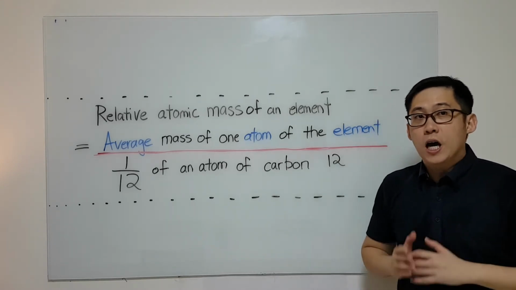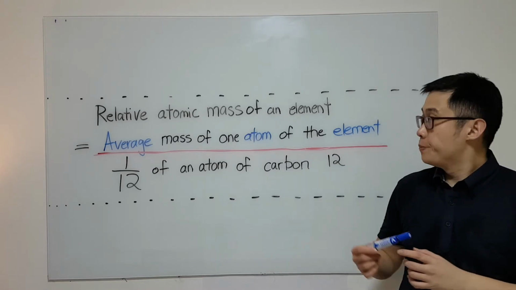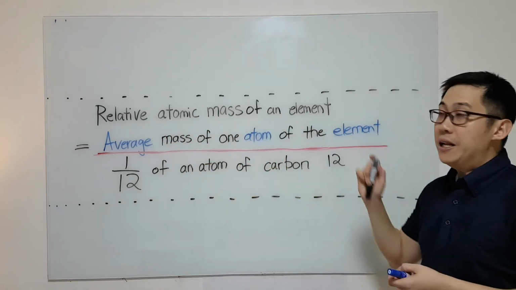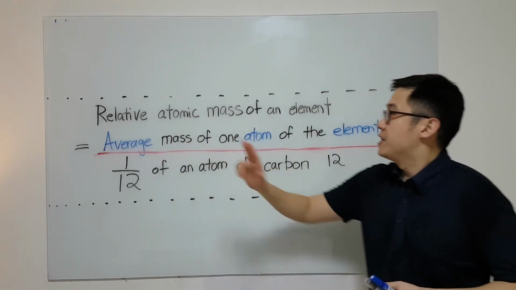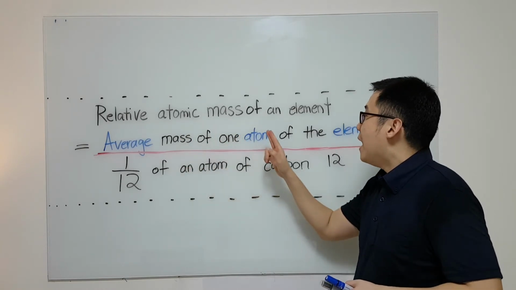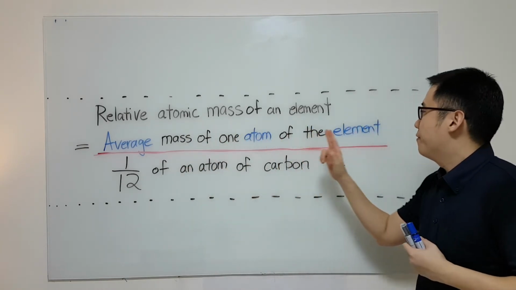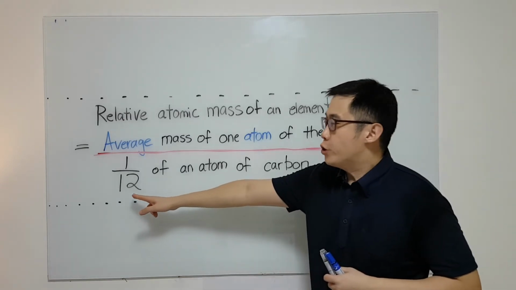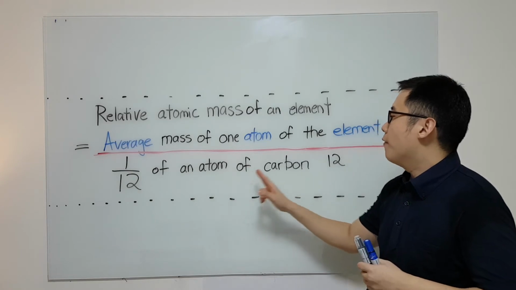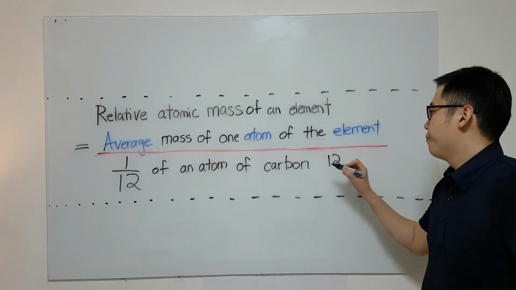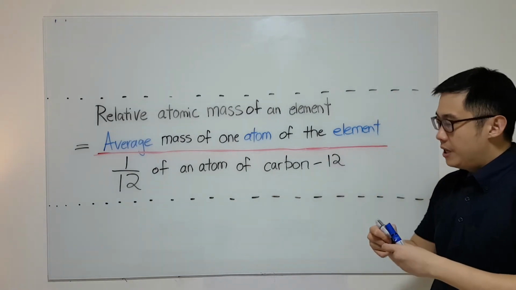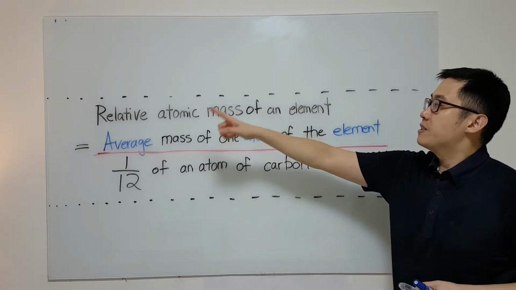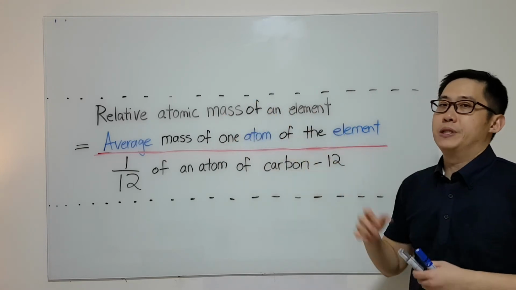Now, students, according to your textbook, the relative atomic mass of an element is defined as the average mass of one atom of the element compared to 1/12 of an atom of carbon 12. Now, students, this is the formula way of defining relative atomic mass of an element.